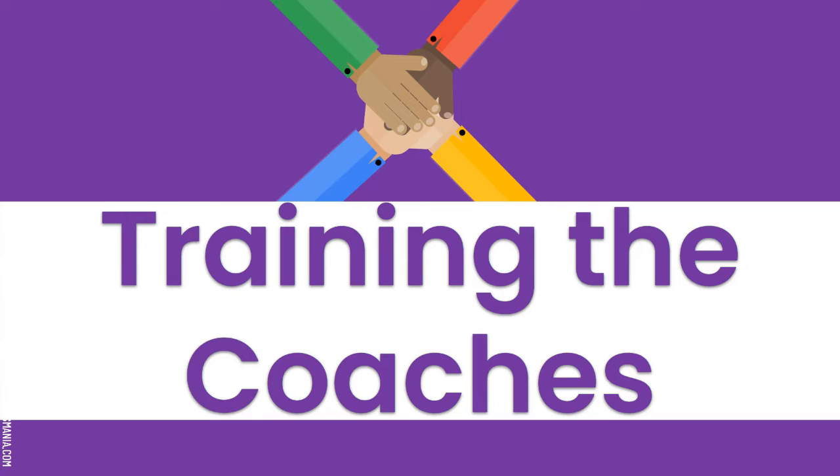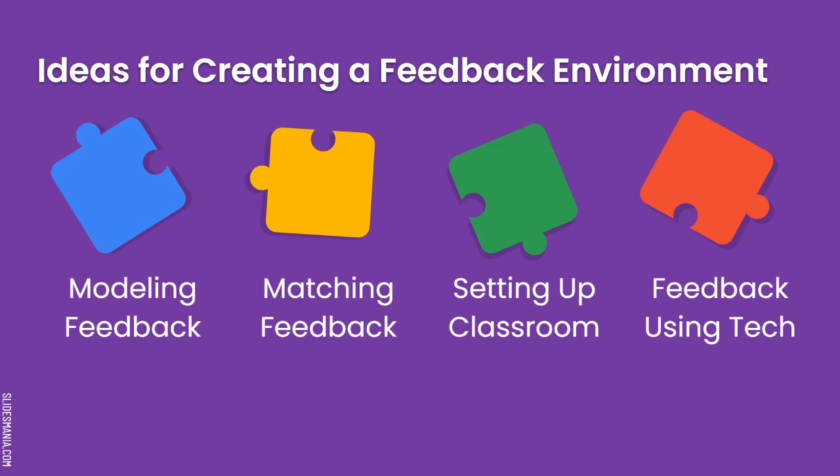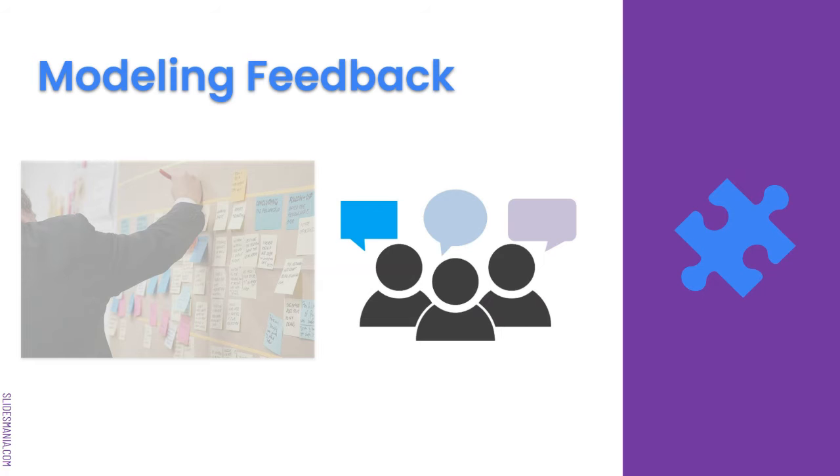Students will not be able to accurately self and peer assess without a partial proficiency of the standard. And feedback should be a core part of the classroom before students are able to handle sharing feedback with others and reflecting on their own learning. There are 4 different ideas to create a feedback cultivating environment. The first is modeling feedback.